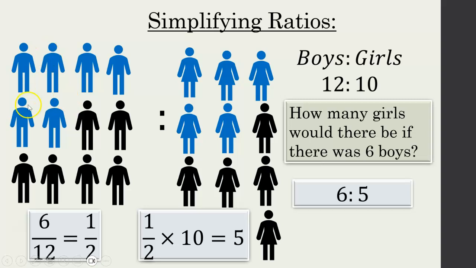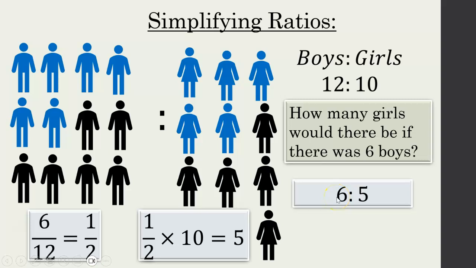And again, I was looking at half of the number of boys, so I'm going to look at half the number of girls. Now, another way to think about this is how I started off with 12 is to 10, and I somehow got down to 6 is to 5. Now, we knew we were looking at 6 compared to something. How did I get from 12 to 6?